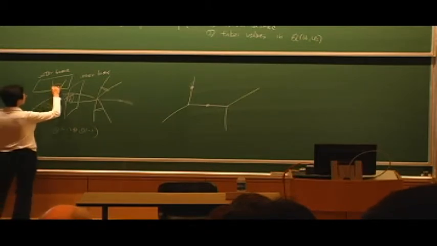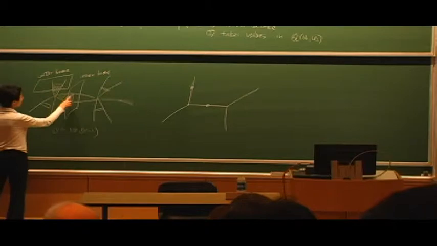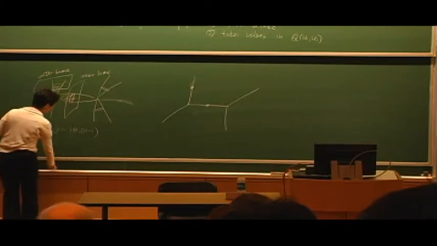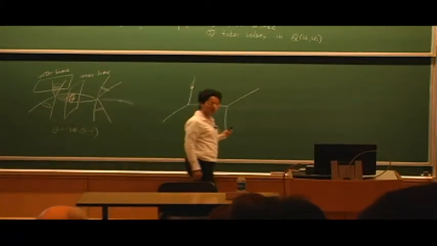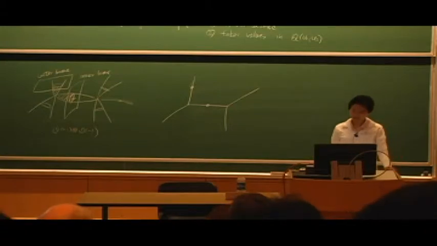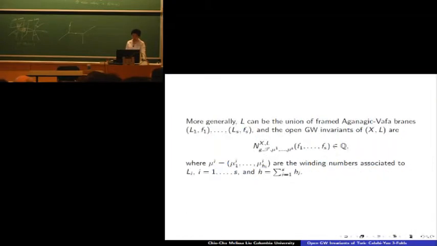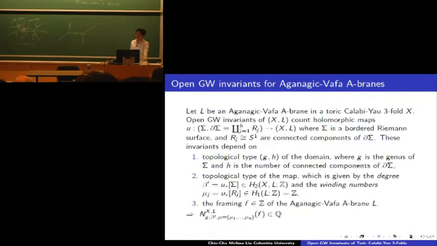So when it's an outer brane, we choose this holomorphic disk, and when it's an inner brane, we choose one of them, and use this boundary to trivialize the first homology group. Okay, and thirdly, it depends on the framing of the Lagrangian submanifold, which is an integer. So once you fix this topological data, you are supposed to get some rational number. So these are open Gromov-Witten invariants for one agnostic Waffa A brane.